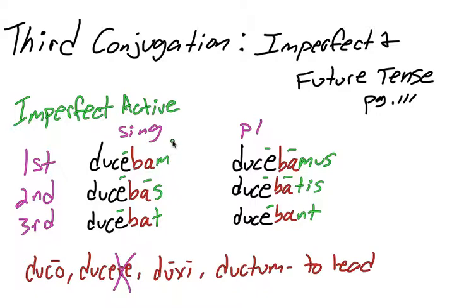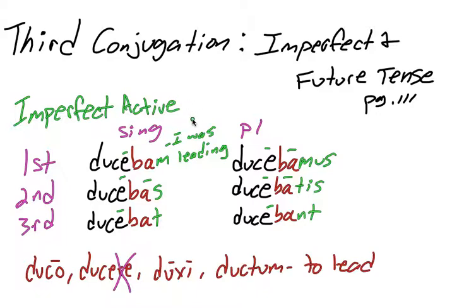And when you're translating, ducebam would be I was leading, or you could say I led, or you could use any of the imperfect translations and say I used to lead, or I kept on leading. Okay, so any of those translations work for the imperfect.